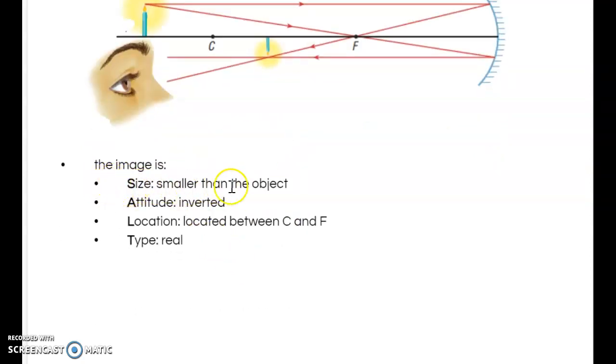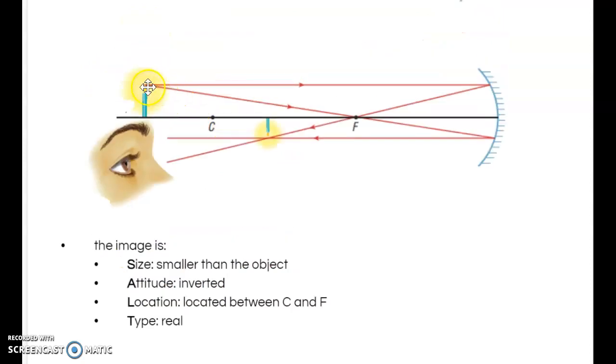So the size is smaller than the object, the attitude is inverted, the location is between C and F, and the type is real. All you would do to draw this is draw one incident ray that goes parallel to the principal axis, and one incident ray going through the focus that reflects back parallel to the principal axis. Right where those two rays converge is where you're going to draw your image, and that's where your image location is going to be. You can see that between C and F is where that image is located.